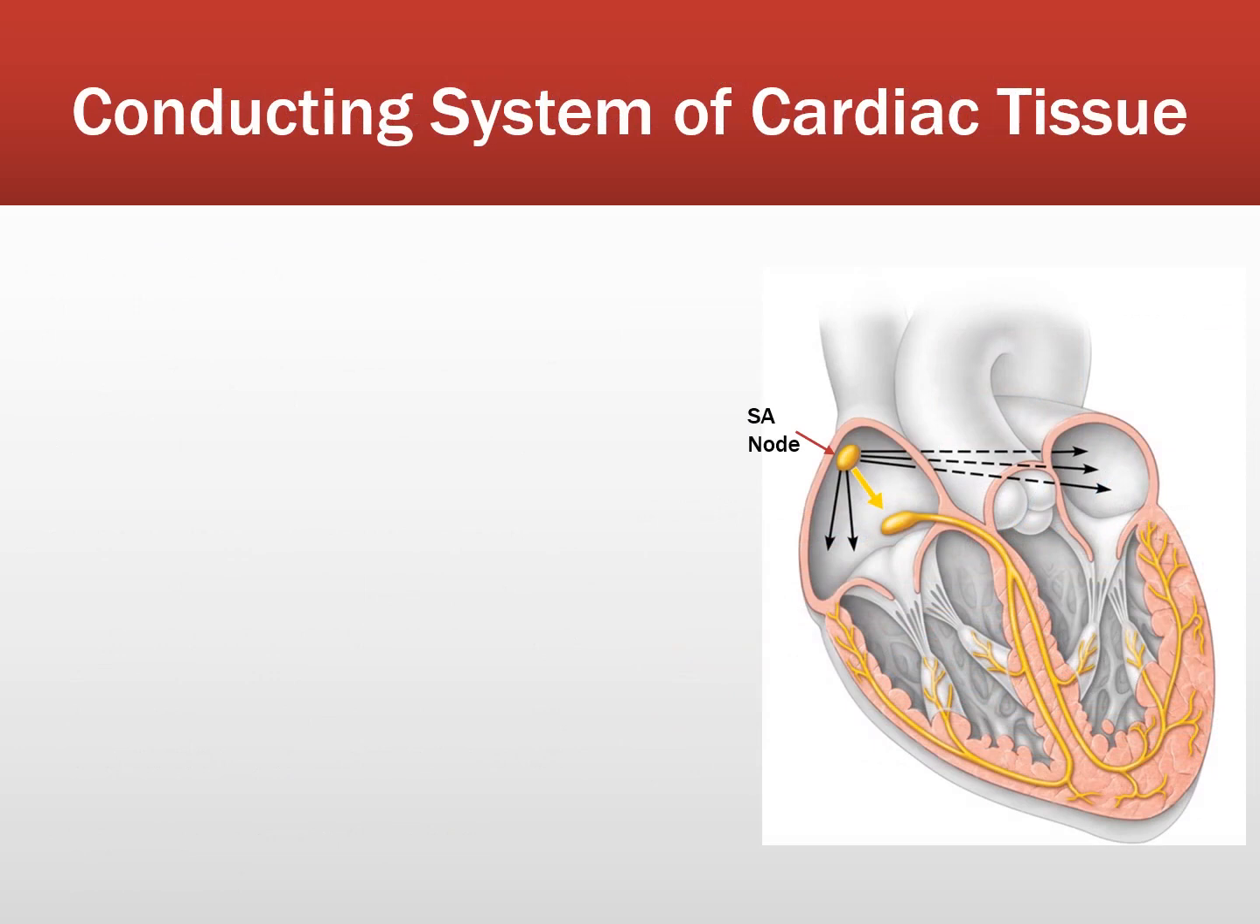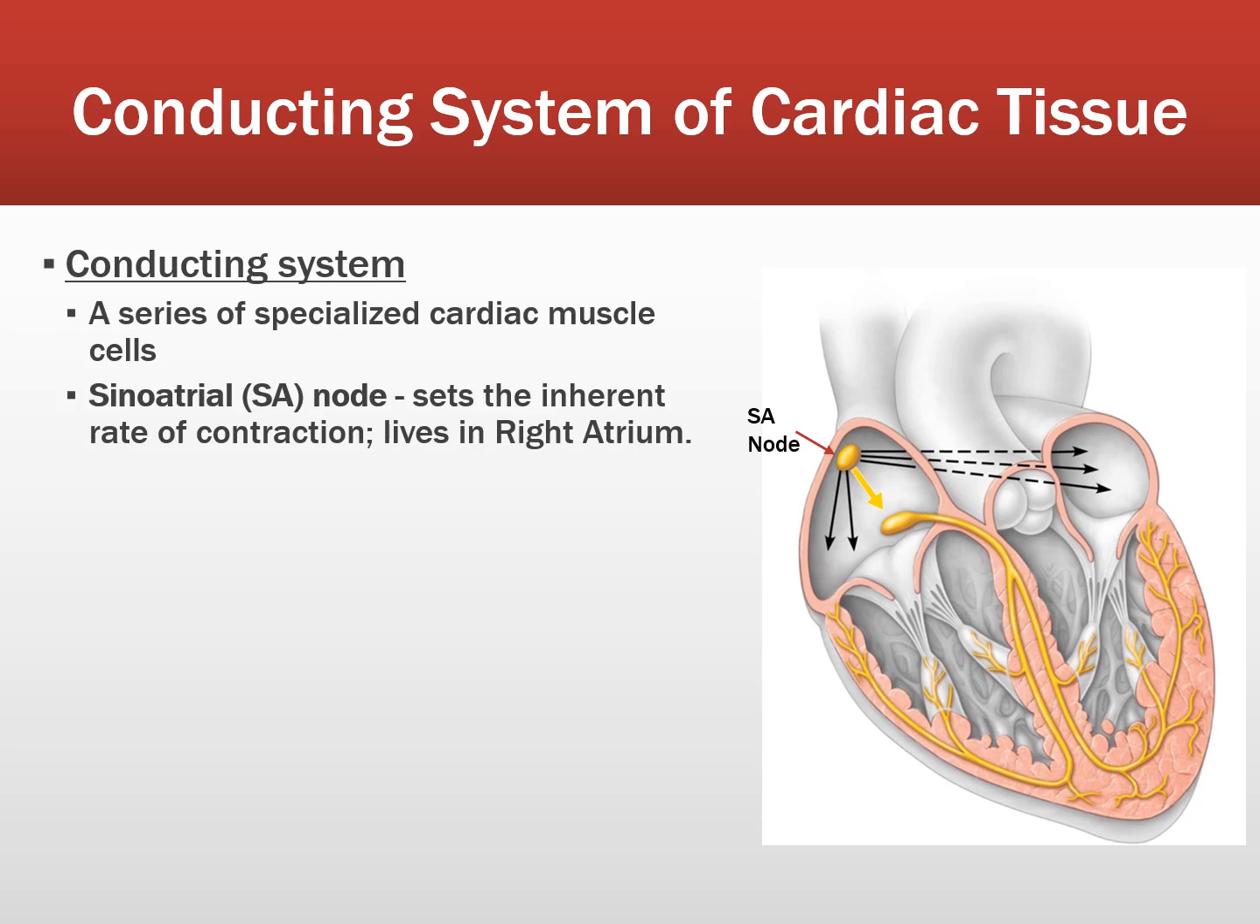So the other special thing about cardiac muscle tissue is the conducting system of the tissue. It's very different from skeletal muscle, because a lot of these cells are able to contract on their own in a rhythmic manner. So something has to set the conducting system off. There's a series of specialized cells that stimulate the other cells to contract. And it all starts with the sinoatrial node, or the SA node.